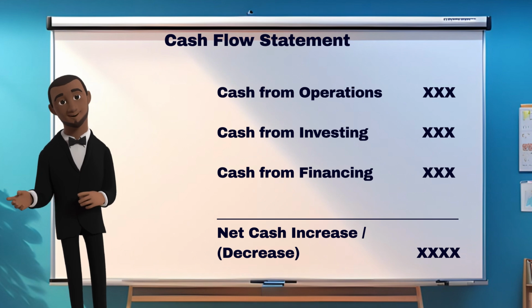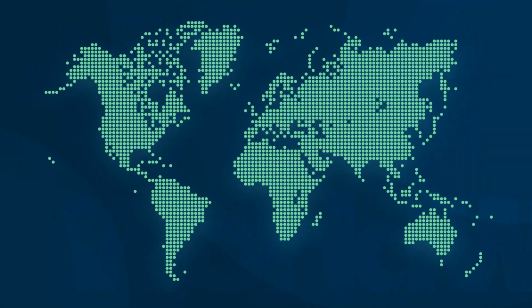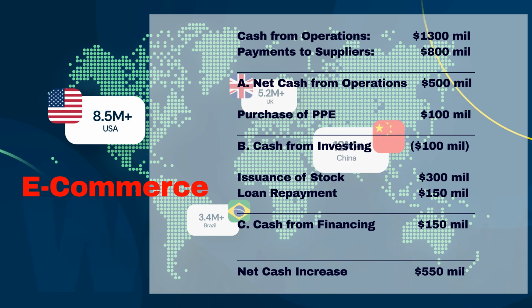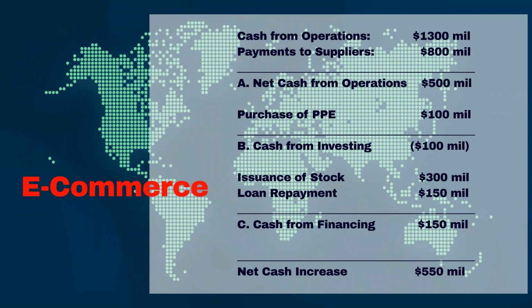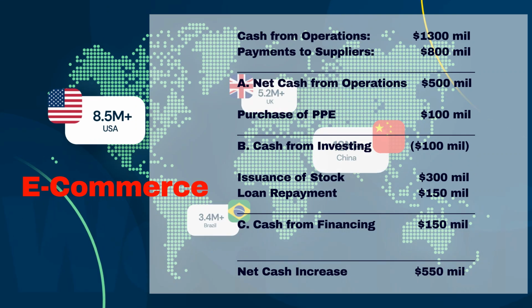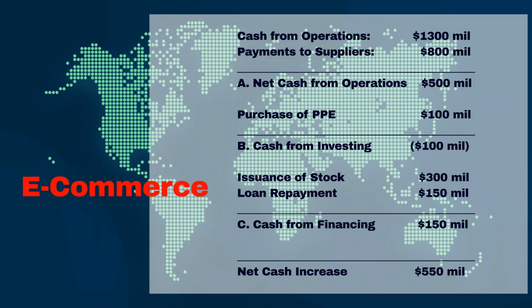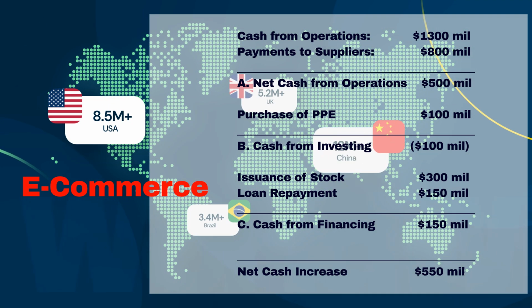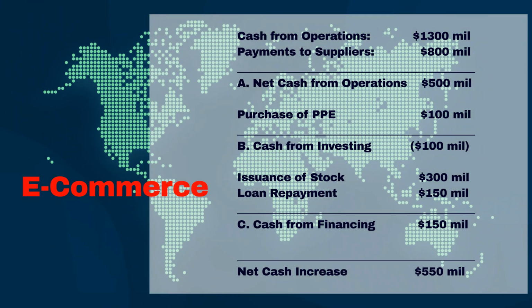Here is an example. For an e-commerce company, here's a cash flow statement. Net cash from operating activities, $500 million. Net cash from investing activities, minus $100 million. Net cash from financing activities, $150 million. So, the net increase in cash is $550 million, which is total of three cash flows. If this figure comes negative, then it's decrease in net cash.